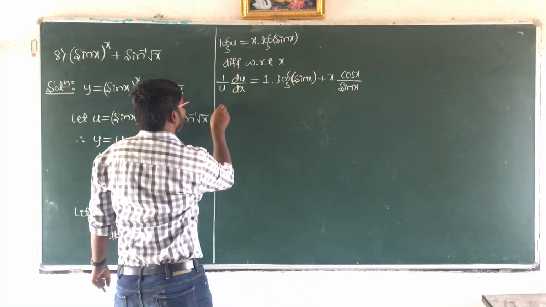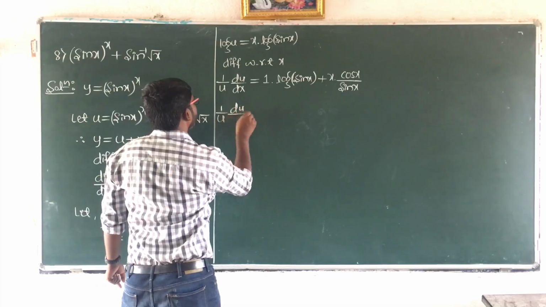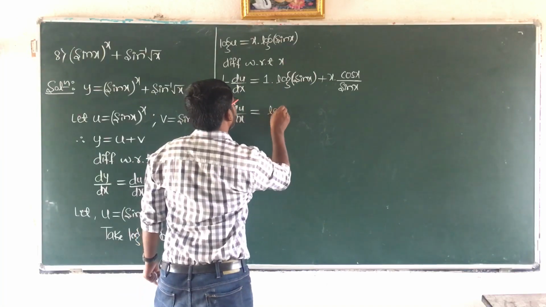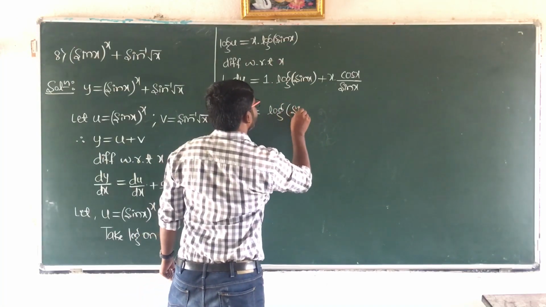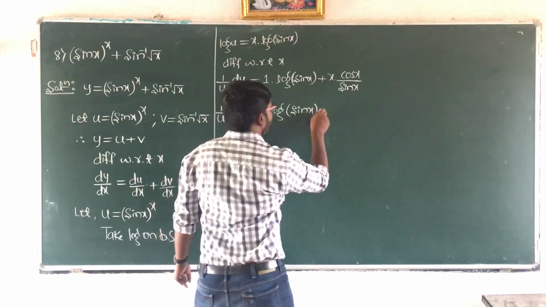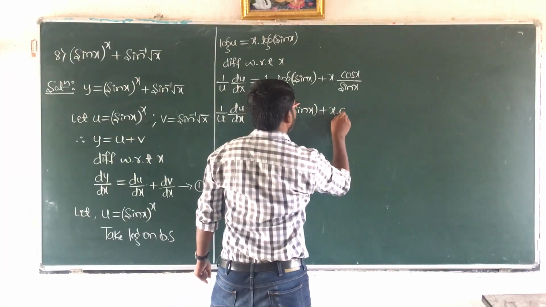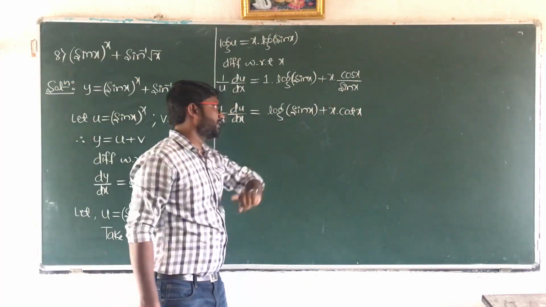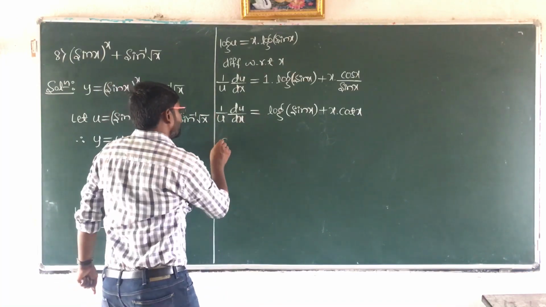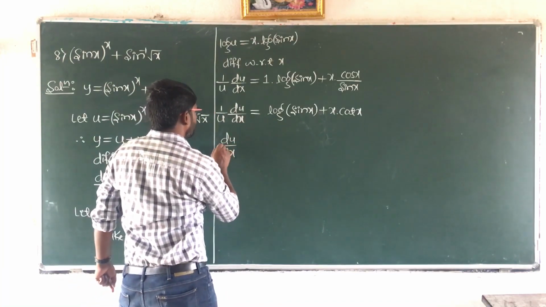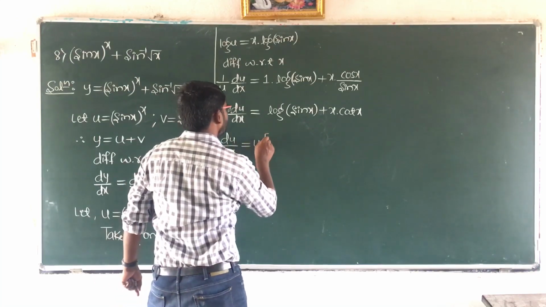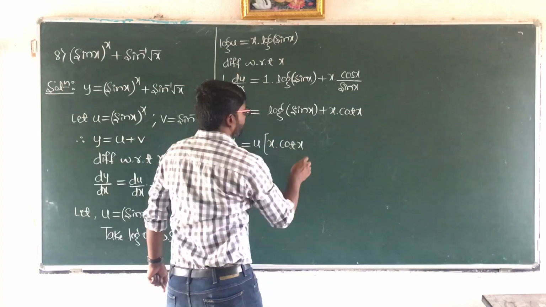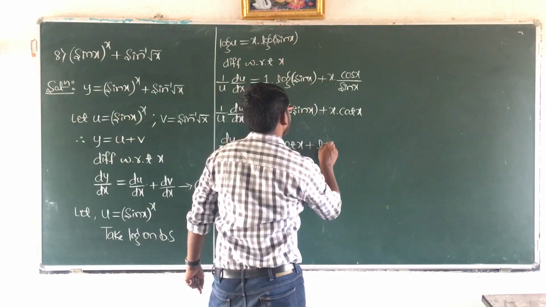So now 1 by u du by dx, which is equal to 1 into log of sin x will give us log of sin x plus x into cot x. Cos x divided by sin x will give us cot x. Now you take u to the RHS. du by dx, which is equal to u into, so I write this in the beginning, x into cot x plus log of sin x.